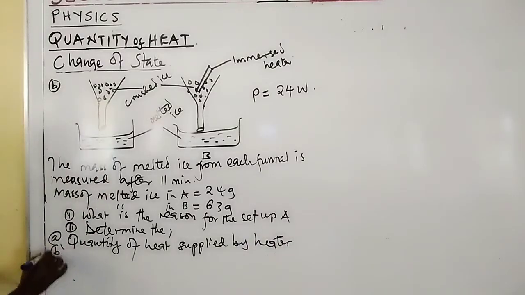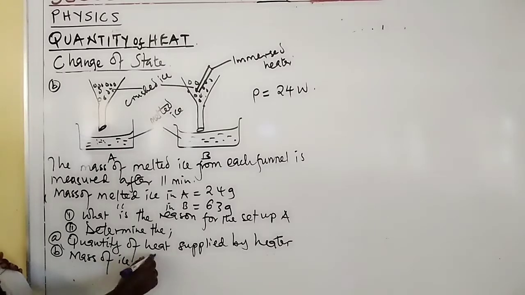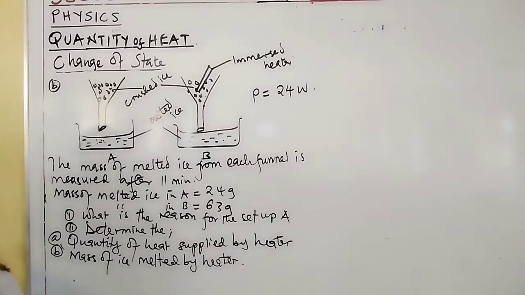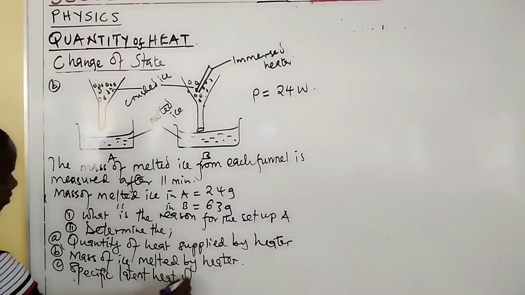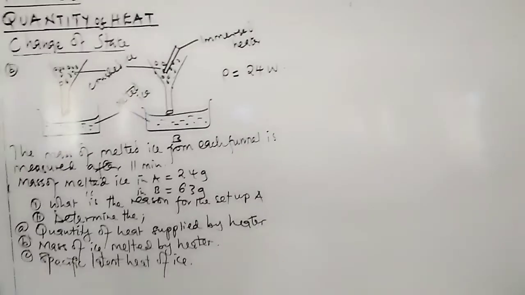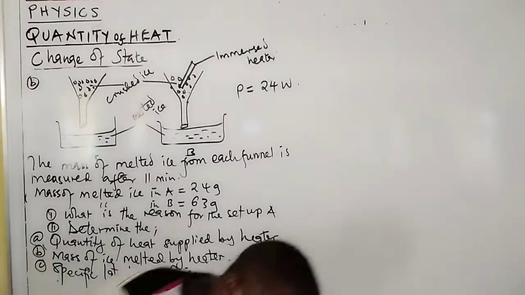Then part B of the question, the mass of ice melted by the heater. Then lastly, part C, the specific latent heat of fusion of ice. Determine the specific latent heat of ice.